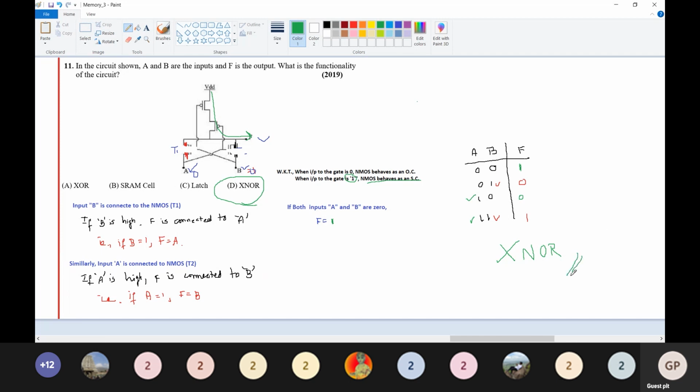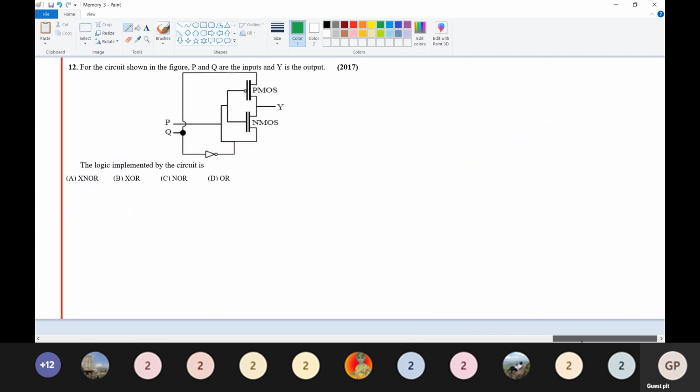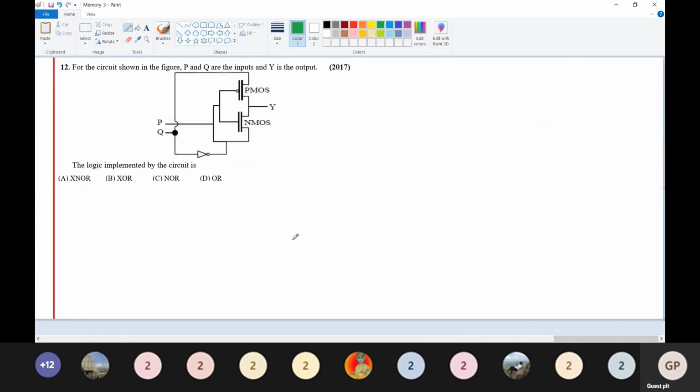Understood? And we'll solve one more problem. For the circuit shown in the figure, with inputs P and Q and output Y, what is the logic implemented by the circuit? So the same type.